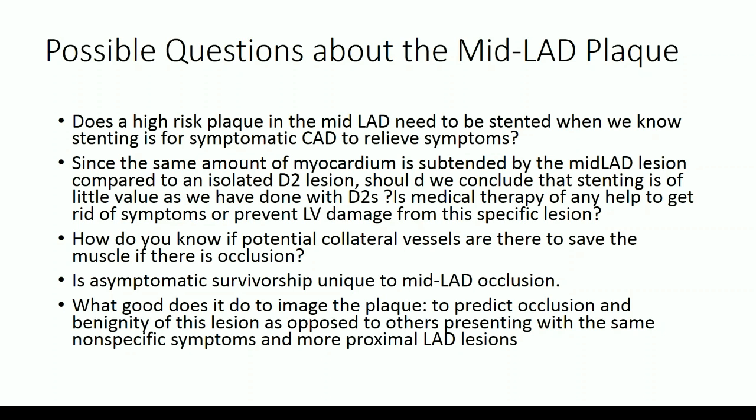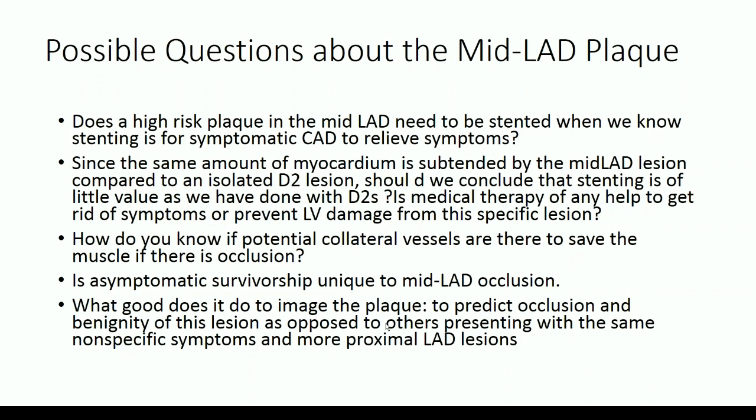Both these patients didn't have symptoms after the initial onset, and they didn't have damage because they apparently established collaterals. How do you know if potential collateral vessels are there to save the muscle if there's an occlusion? Is asymptomatic survivorship unique to mid-LAD occlusion?